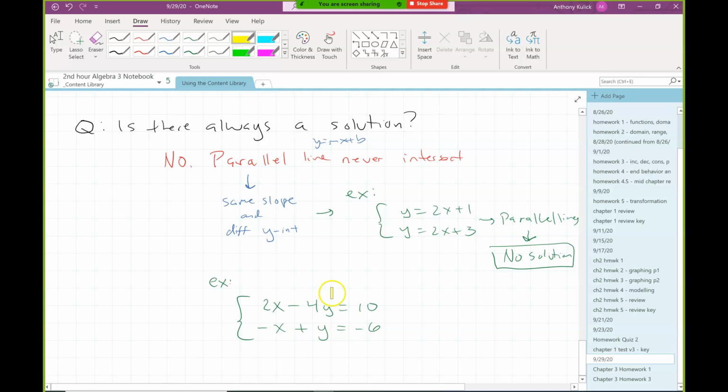Here's a hint. Look at the left-hand sides. Did you notice anything? Bianca?